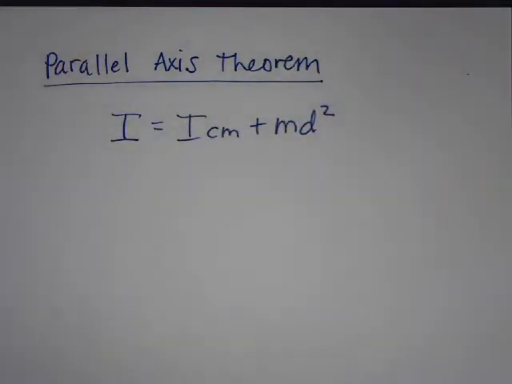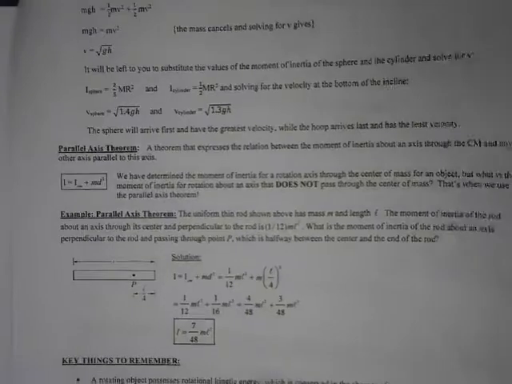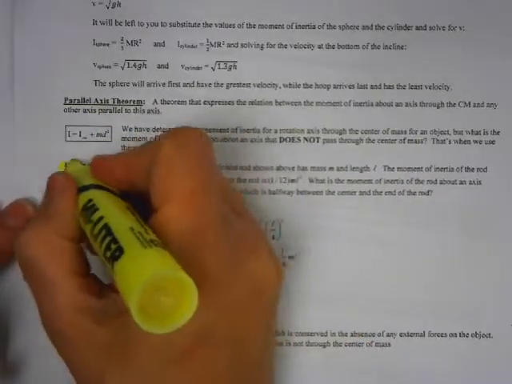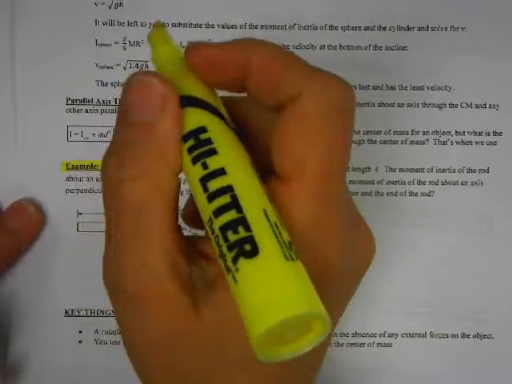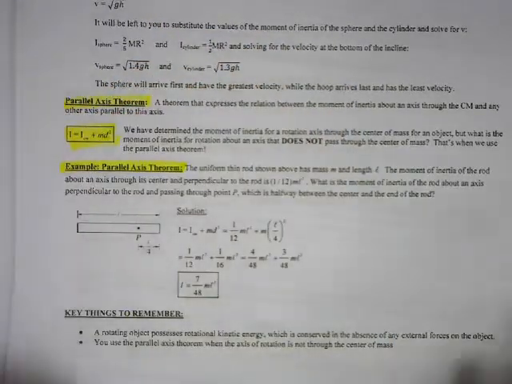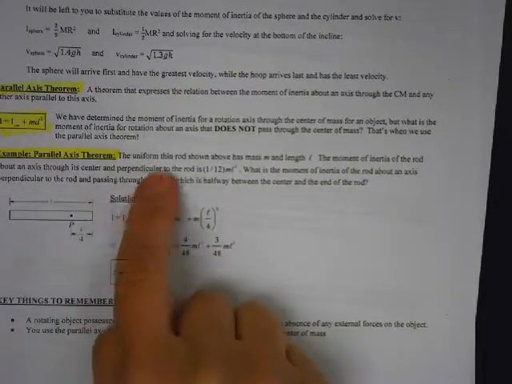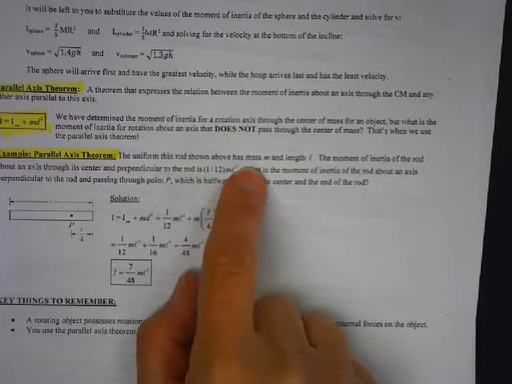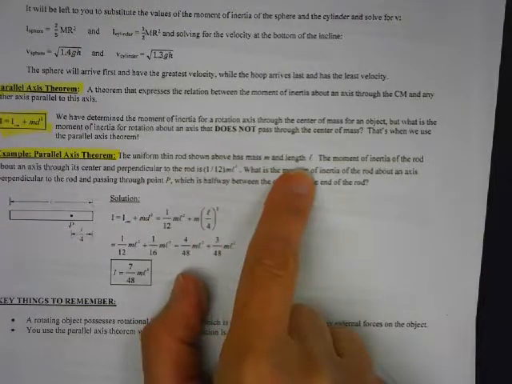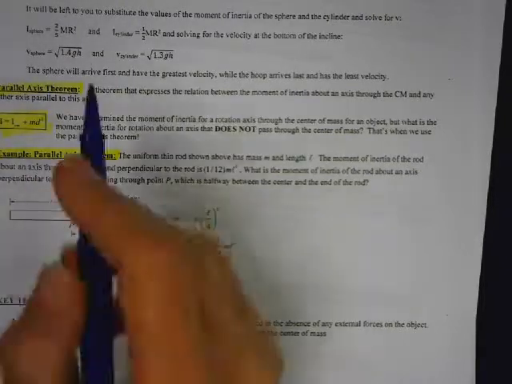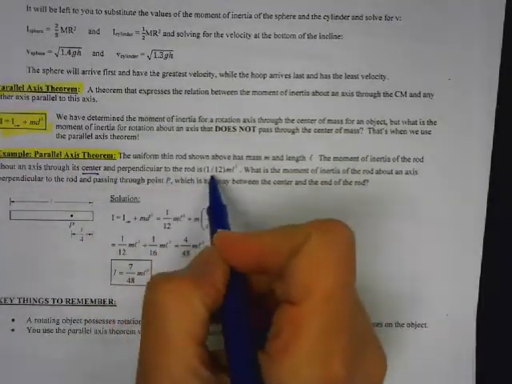and it's on the last packet of the notes. On the last page of the notes, here's the parallel axis theorem. Here's the equation, so let's look at the example. It says a uniform thin rod shown above has a mass m and length L. The moment of inertia about an axis through its center, which is on the equation sheet, and perpendicular to the rod.